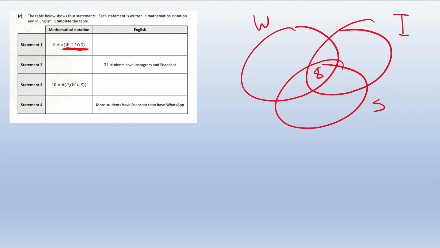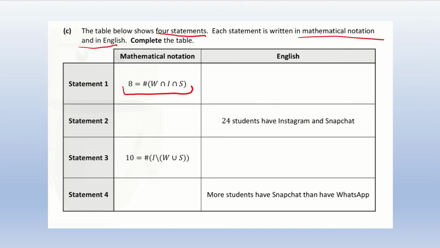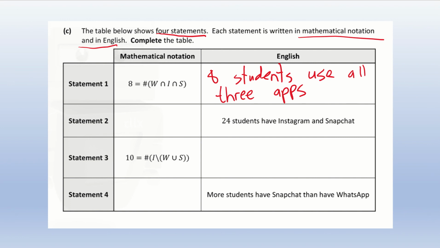So basically what we have to do is put that in an English sentence. And our easiest way of saying that is that 8 students use, you could list them all out, WhatsApp, Instagram and Snapchat, but I'm going to say use all 3 apps. And right there, you have translated what this means.